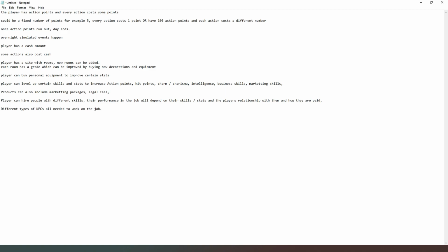And again, you need to train them, so staff can be trained to improve stats, whilst training cannot be used for work. So if they're in training, they can't actually be productive elsewhere. So you kind of have to balance training your staff with getting them to do the job. And again, that just adds a bit more of a realistic feel to it.